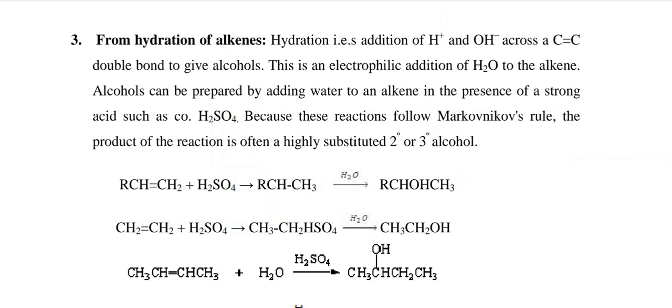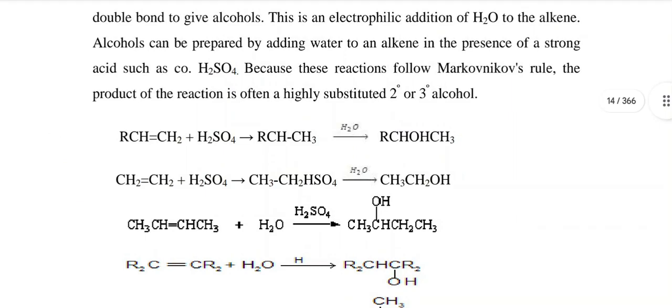Third is from hydration of alkenes. Hydration is the addition of H+ or OH- across a carbon-carbon double bond to give alcohols. It is an electrophilic addition of H2O to an alkene. Alcohols can be prepared by adding water to an alkene in the presence of strong acids such as H2SO4. Because these reactions follow Markovnikov's rule, the product of reaction is often a highly substituted secondary or tertiary alcohol.